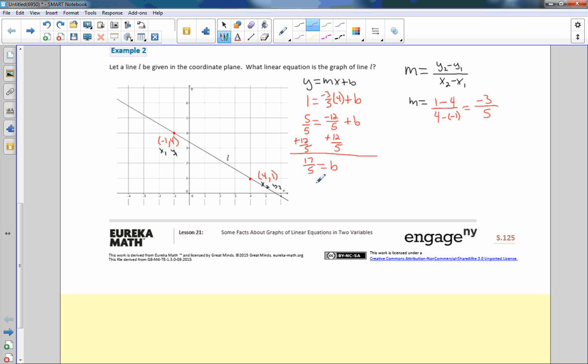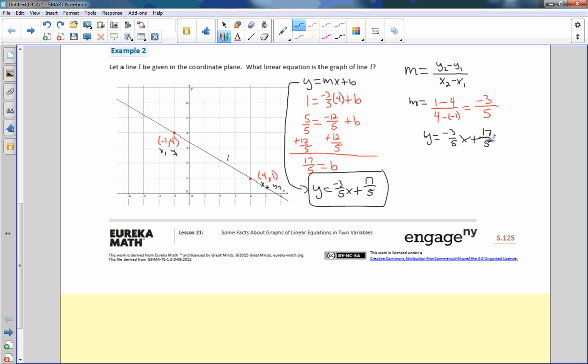So there's my b, and now I can write my equation. So I'm going to bring this down here and write it as y equals m, negative 3/5, times x plus my b, which is 17 over 5. So there's the equation in slope-intercept form. Now I need to take that and make it standard.